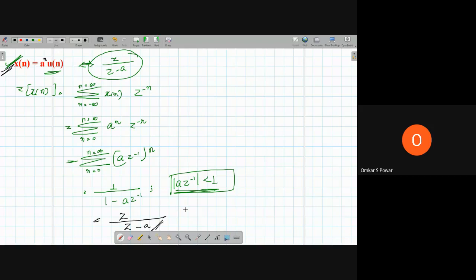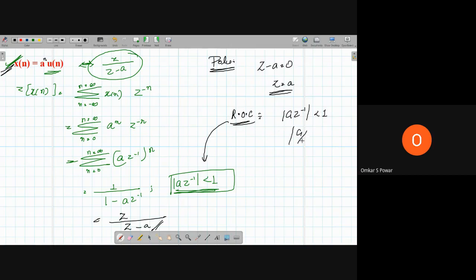In order to get the poles and ROC, same procedure. To get the poles, equate the denominator to 0. So z minus a is equal to 0, and we have a pole at z is equal to a. Then we want to get the ROC. In order to get the ROC, we will make use of this condition: mod a z to the power of minus 1 is less than 1. So mod a by z is less than 1, or mod z is greater than a.